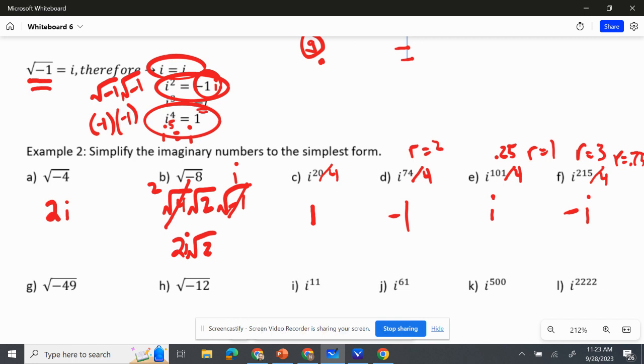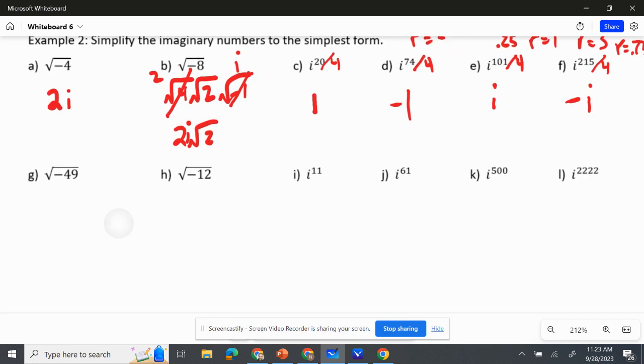Pause the video and try these next ones. So the square root of negative 49 is 7i. 12 we know is 4 and 3. And since it's a negative, what we're going to do is we're going to do the square root of negative 1. Square root of 4 is 2. Square root of negative 1 is i, so it's 2i square root of 3.